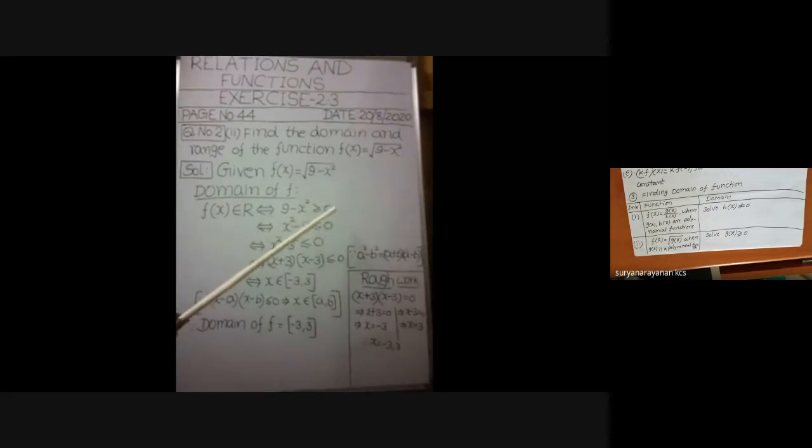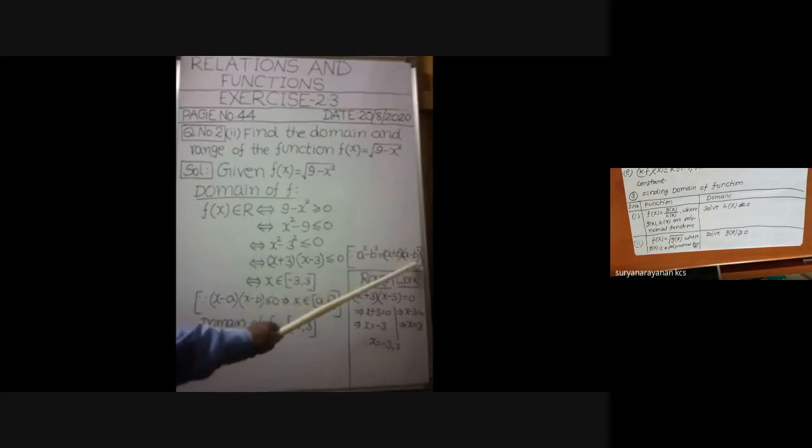So square root of a non-negative real number. So this number 9 minus x square must be greater than or equal to 0. Understood this step, my dear children? Right. This implies we multiply this inequation on both sides by minus 1, because the greater than or equal to symbol is there. Then we get x square minus 9, and greater than or equal to changes to less than or equal to 0, because we are multiplying the inequation by minus 1 on both sides.